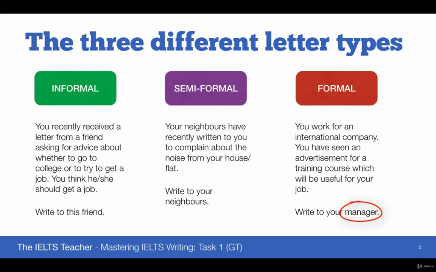Now do bear in mind that these boundaries are not so clear. You know, there can be some overlap between the informal and the semi-formal and the semi-formal and the formal. But the best thing you can do is to try to identify particular words that help you to place the letter type, to help you to try to identify which of the 3 letter types would be most appropriate for the task. Friend, informal; neighbour, semi-formal; manager, formal. Those words should help.